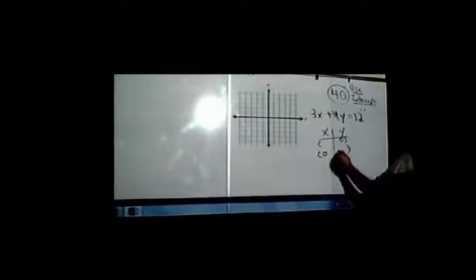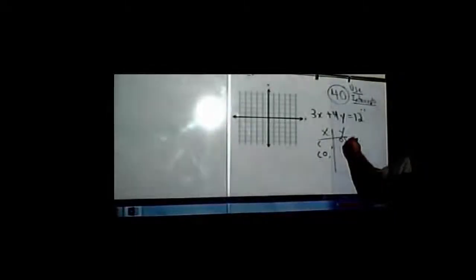So what I'm going to do is make an xy table, and I'm going to put in 0 for the y, and I have to solve for x, and plug in 0 for the x and solve for y. These are going to be my two ordered pairs, where this is going to be on the x-axis, because that's the x-intercept, and this will eventually be on the y-axis, since that's the y-intercept. But I have to find the missing value. So to simply find the missing value, you plug in 0 for y.